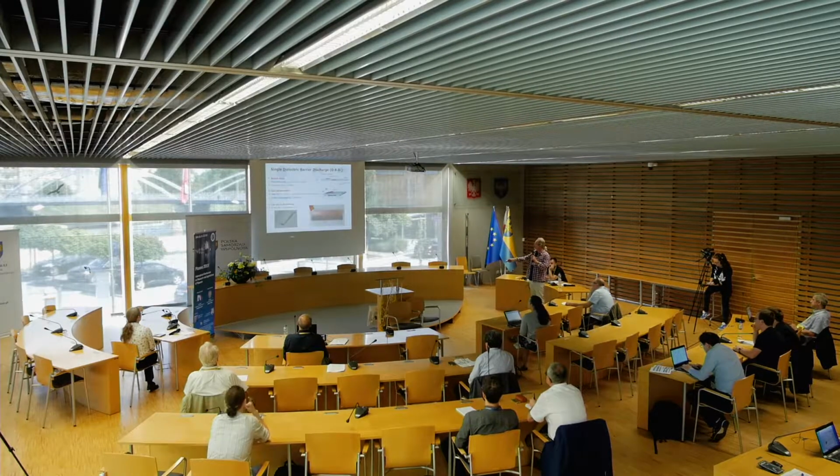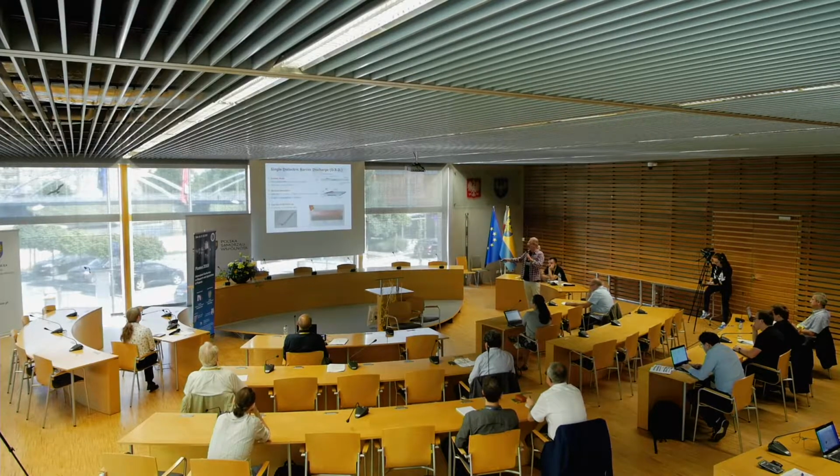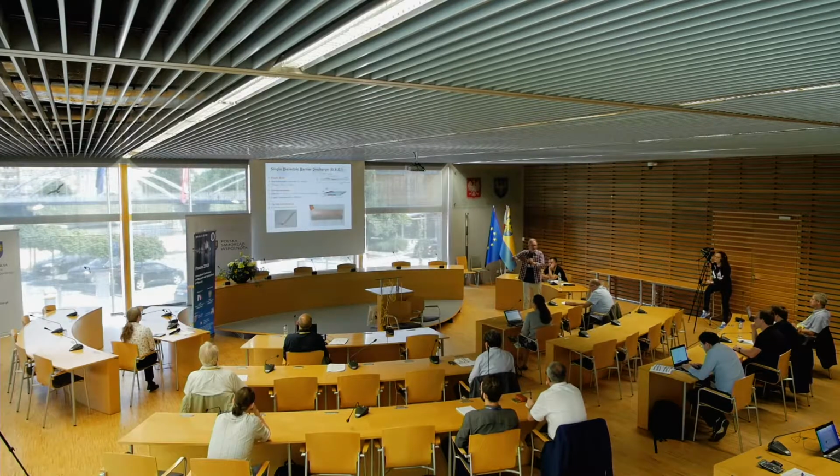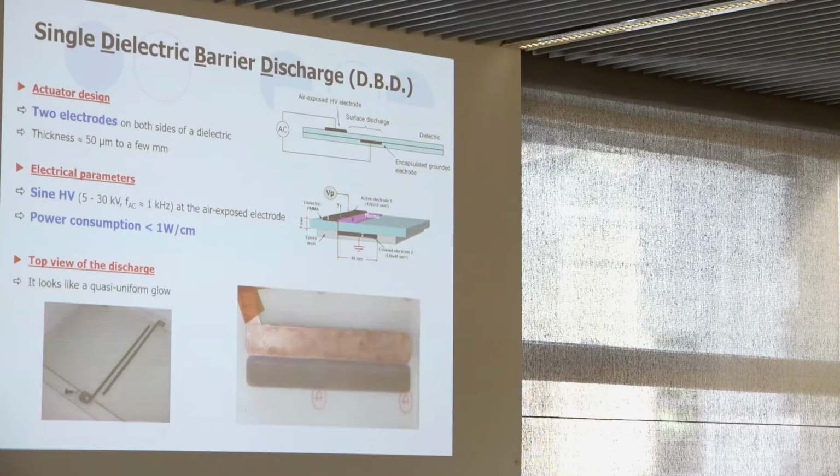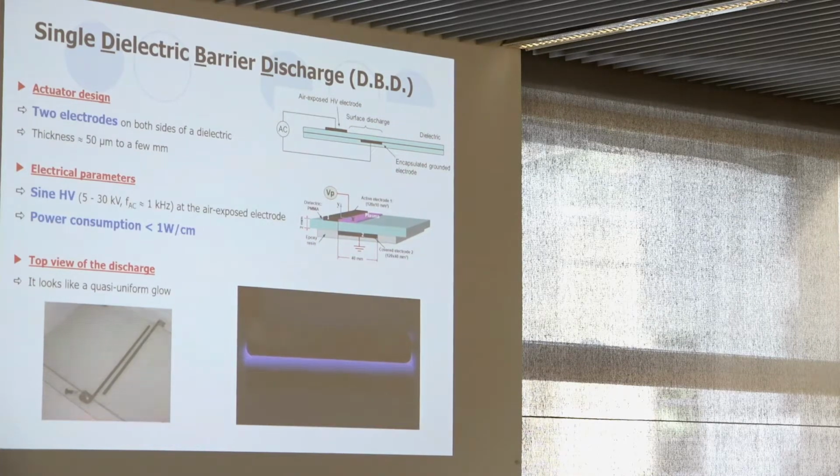And here we have a view of a very simple actuator. It's just a glass plate with 2 aluminum foils stuck on the glass plate. And here we have a top view. So here is the air-exposed electrode, and this one is encapsulated. We can see the discharge, and in the dark the discharge looks like that.